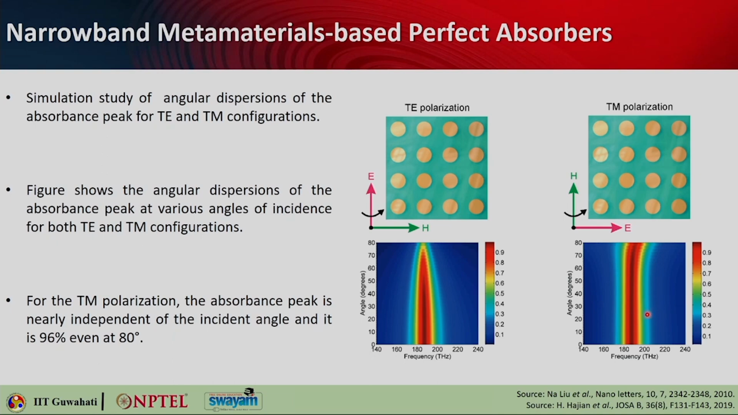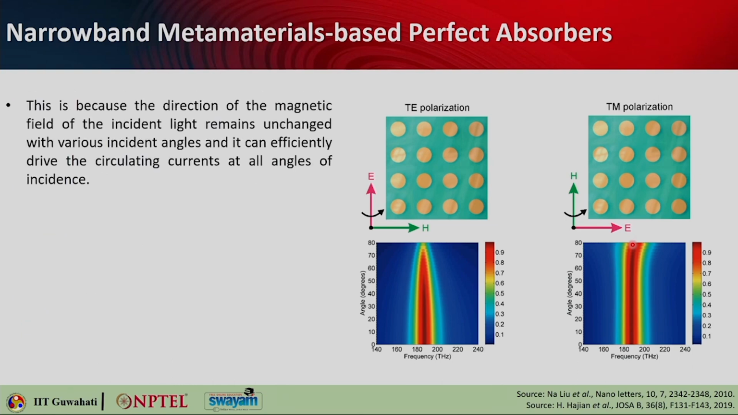If you look at the TM polarization first, the one on the right, the absorption peak is seen to be nearly independent of the incident angle. Here on the y axis you are varying the incident angle from 0 to 80 degrees, and you see that more or less it is independent of the incident angle. That is amazing, and even at 80 degrees, at the same wavelength, you are able to hit 96% absorption, and that is tremendous, okay, that is really working well.